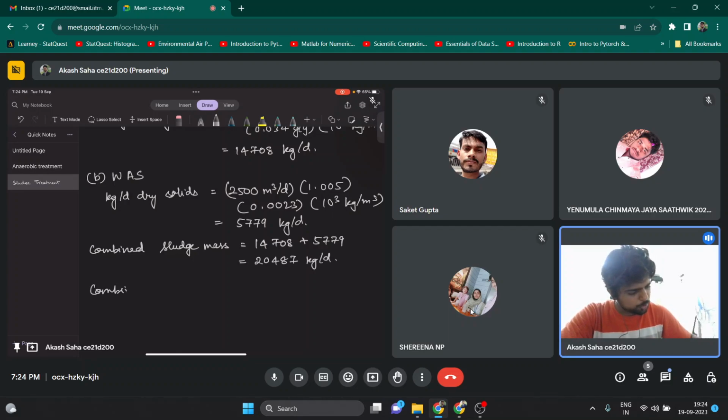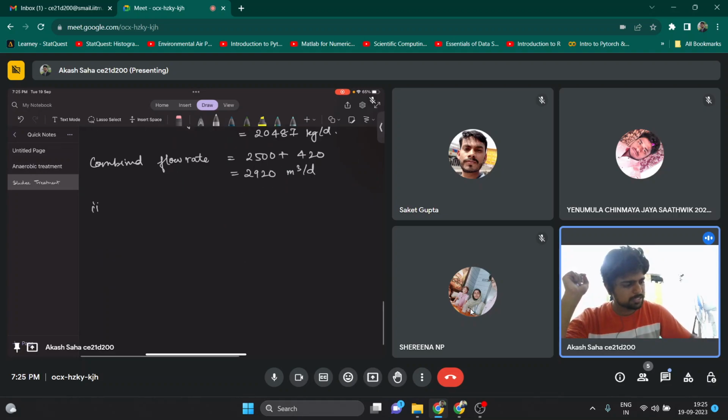And my combined flow rate will be equal to 2500 plus 420, 2920 meter cube per day. So this was the first part, where we found out the mass of dry solids per day in the case of both primary sludge and waste activated sludge, and then we found the combined weight and the combined flow rate.